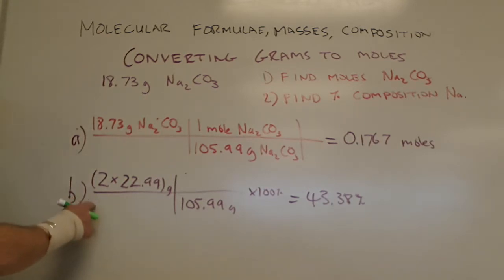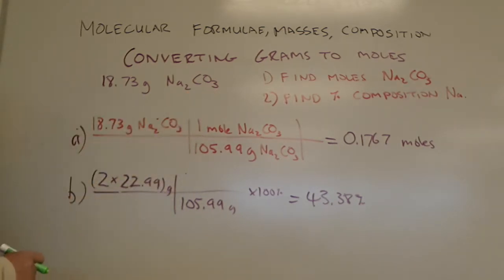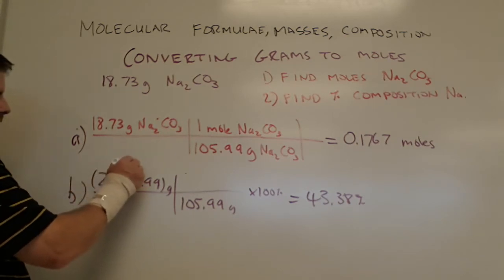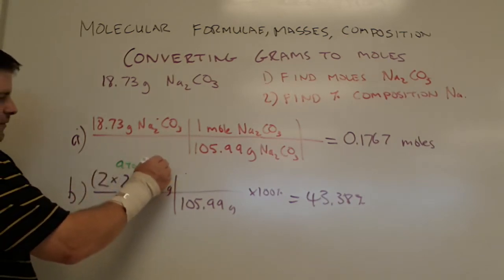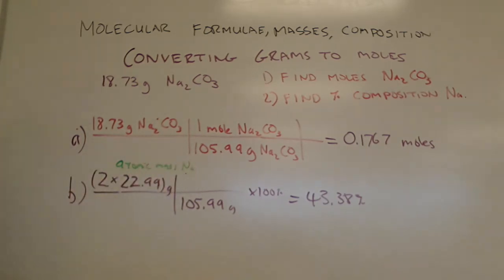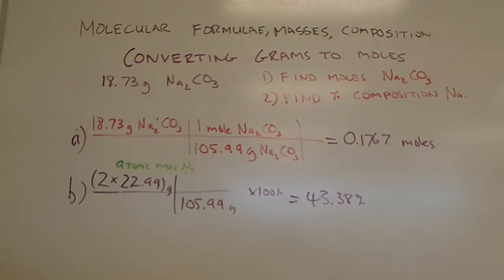Over here, on the bottom here, to find percent composition, I take 2 times the mass of sodium, because that's what I'm trying to find is the composition of sodium. This is the atomic mass of sodium. Okay, atomic mass of sodium is 22.99. Multiply that by 2, and then divide by the overall molecular weight, and what I get is that percent composition. Do I have the correct number of sig figs there? Yes, I do. All right, good.